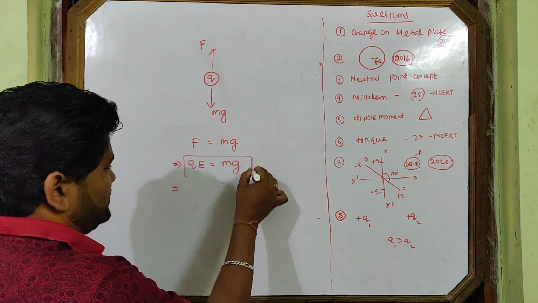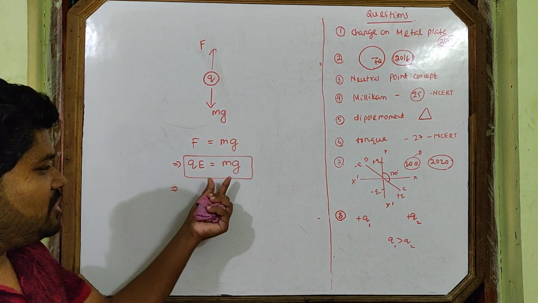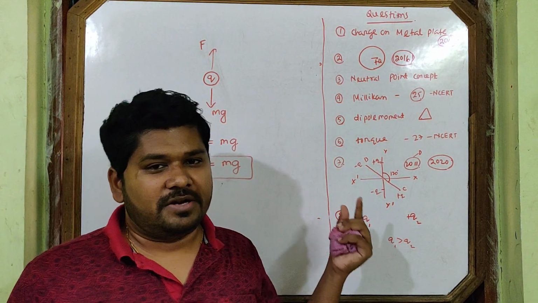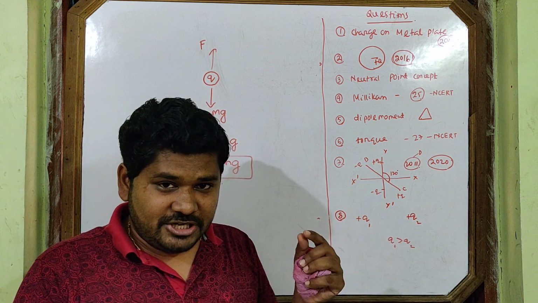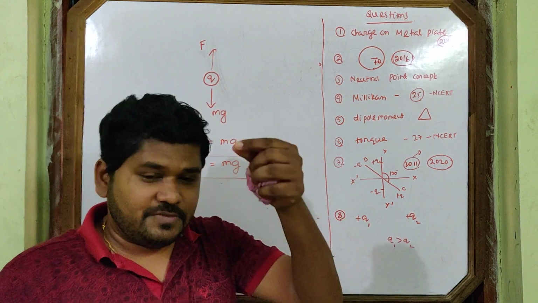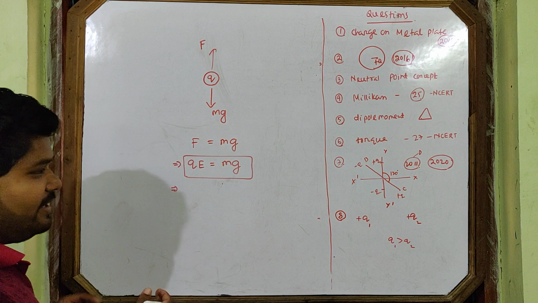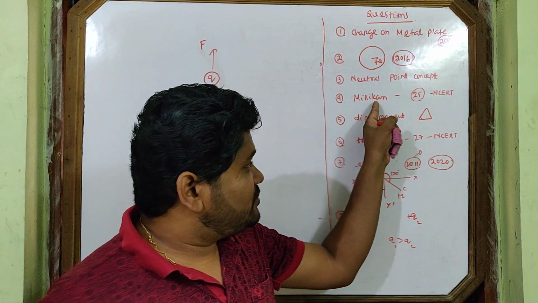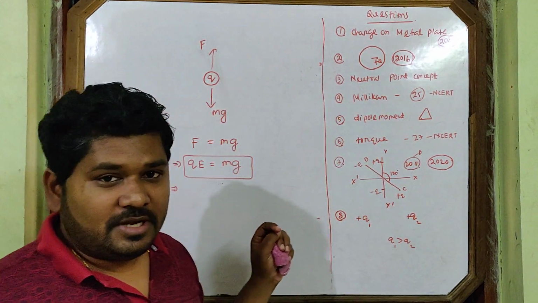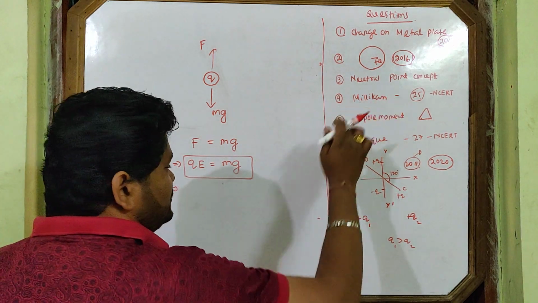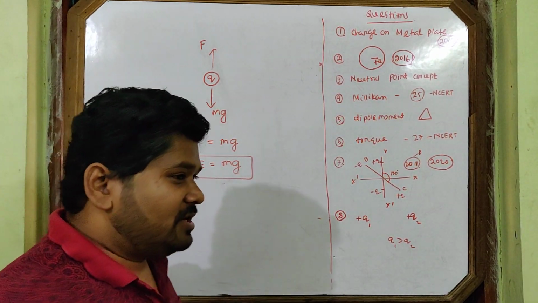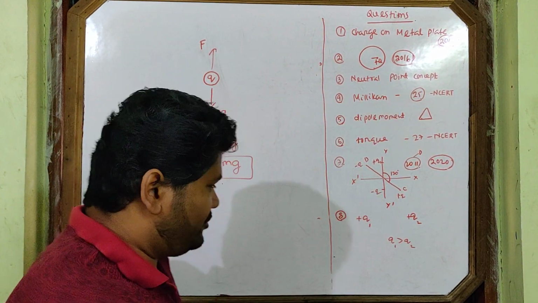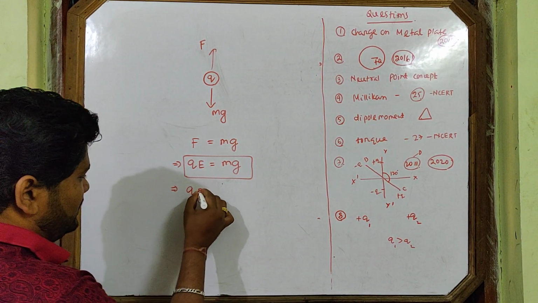So this is the basic formula to solve any question of the Millikan oil drop experiment. Remember, mg downward, QE upward. So mg is equal to QE. Accordingly, you will be able to solve whatever question is asked here. But in the NCERT book, it is asked to find the radius of the drop. The drop is spherical, so to find the radius you can easily do QE.